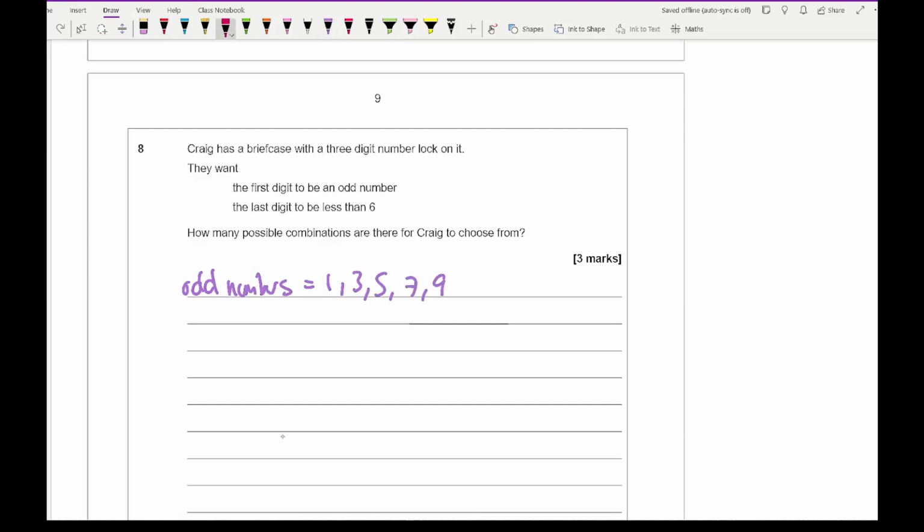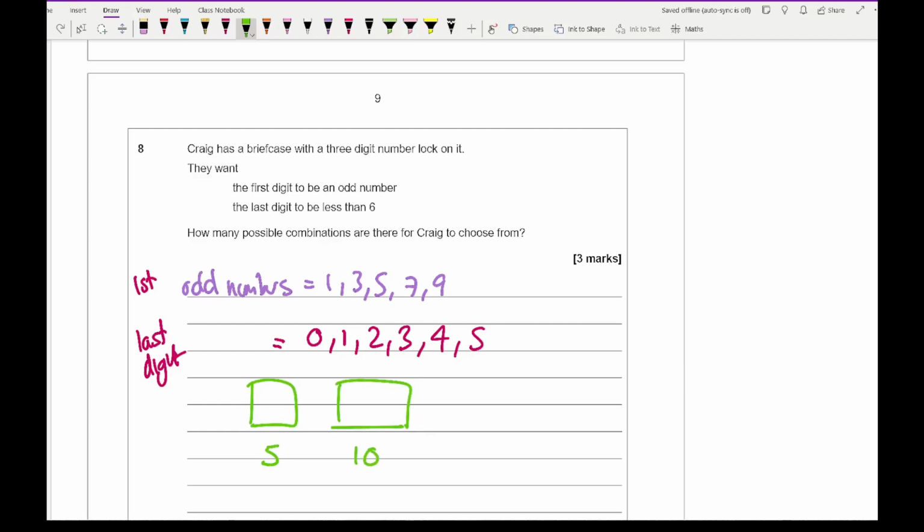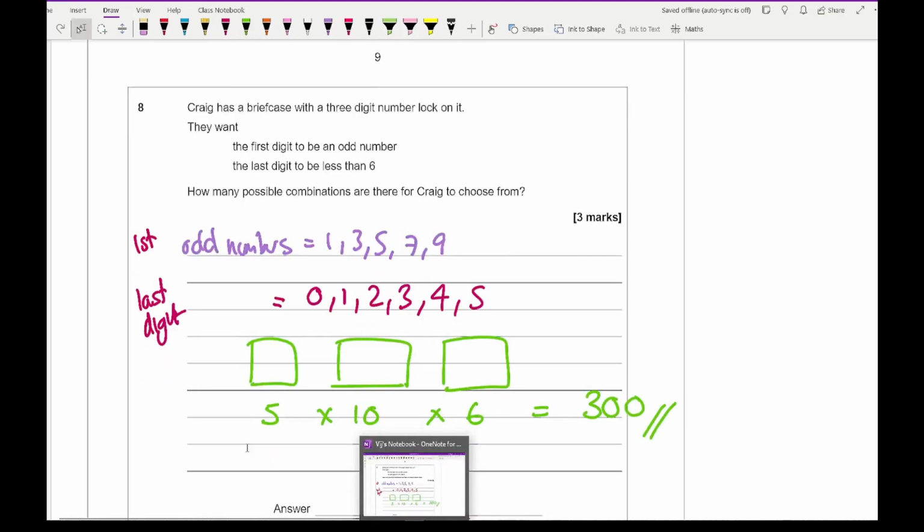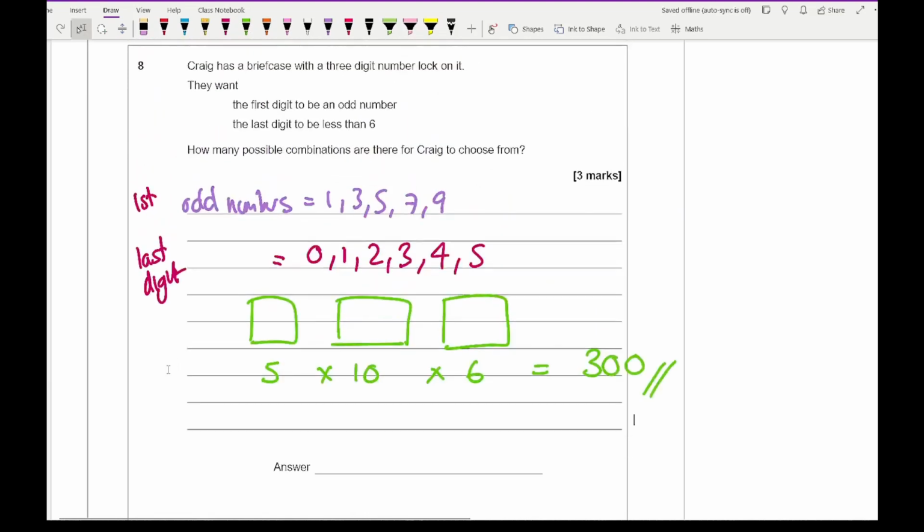Then for the last digit, the possible numbers that we could have are going to be 0, 1, 2, 3, 4, and 5. So looking at this, for the first digit, it can be a possible of 5 numbers. The second digit has got a possibility of having 10 digits. And the third digit has a possibility of 6 options. So if I then multiply those 3 numbers together, I get my correct answer of 300, and that is the end of this topic test on probability and combinations.